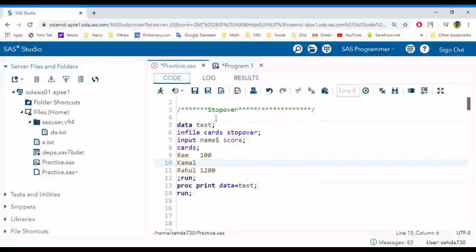So stopover helps in debugging the code. Okay, and we generally use it when we read big data with the help of this infile. Stopover is very important when we have to debug things. Okay, so this is the purpose of stopover. I hope you got it.